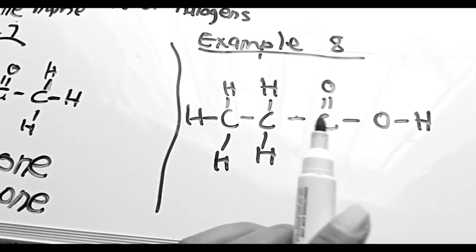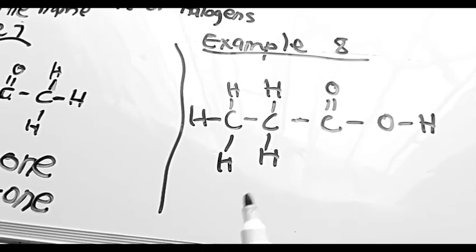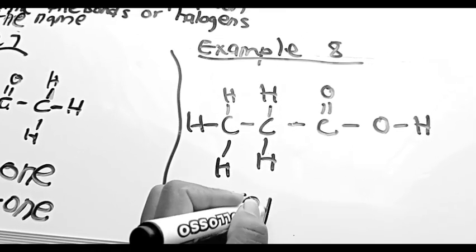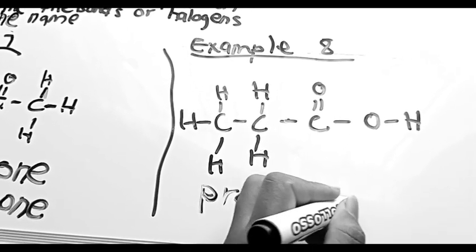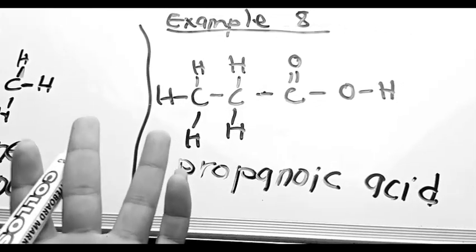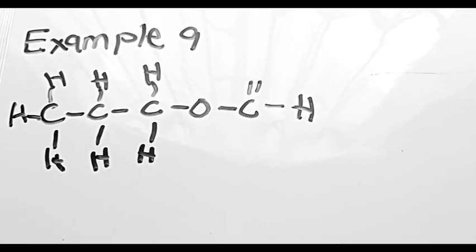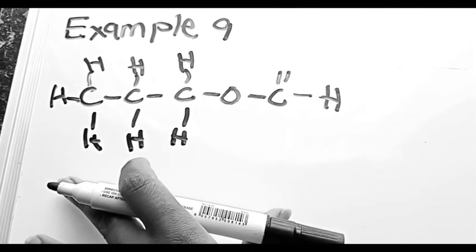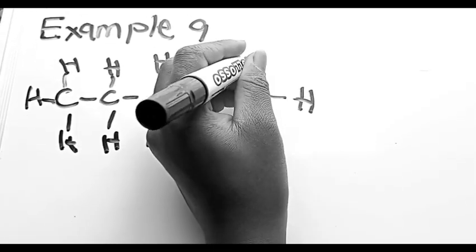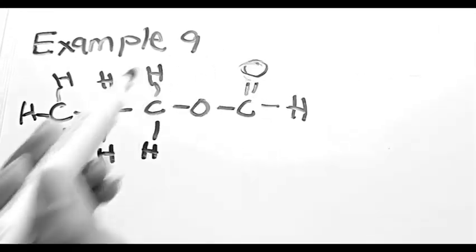That's how we roll. You have to find the longest main chain, guys. So it's 1, 2, 3, right? You have 3 carbons in our longest main chain. So it's propanoic acid. So simple, right? So we have example number 9. By looking at this structural formula, we can see that this one is an ester, right? I forgot to write the double bond of oxygen, to include my double bond of oxygen.